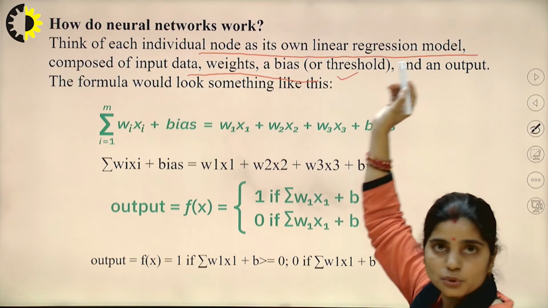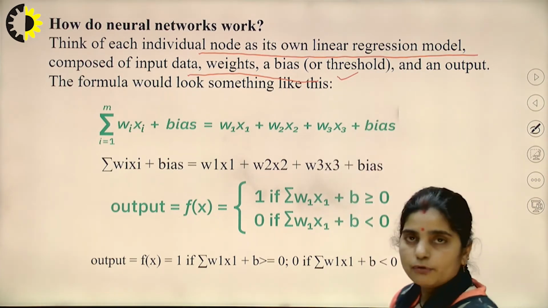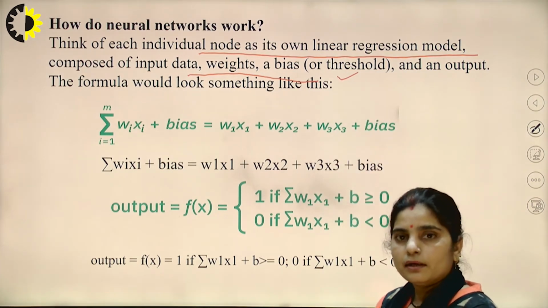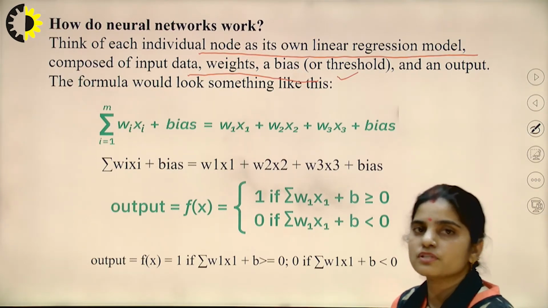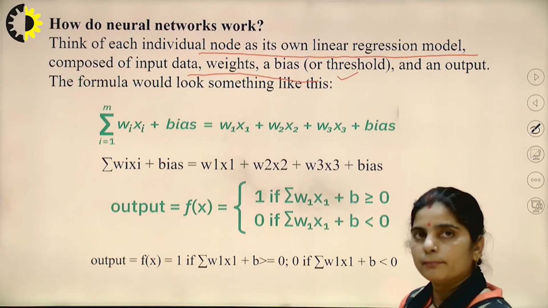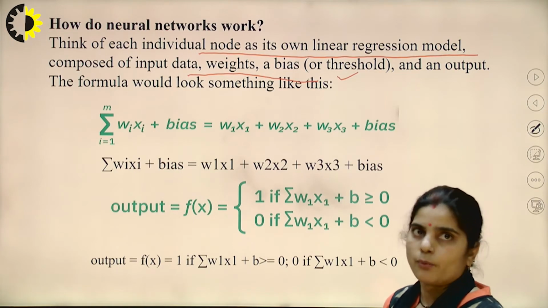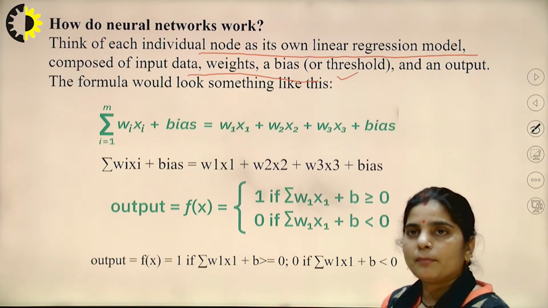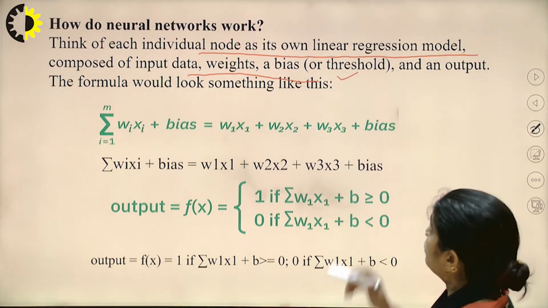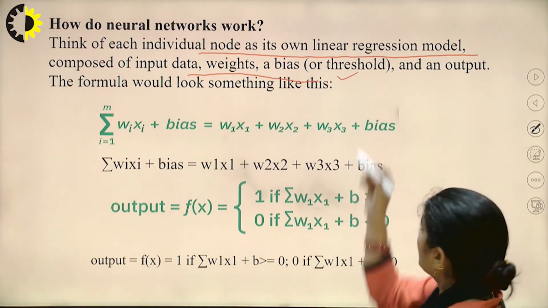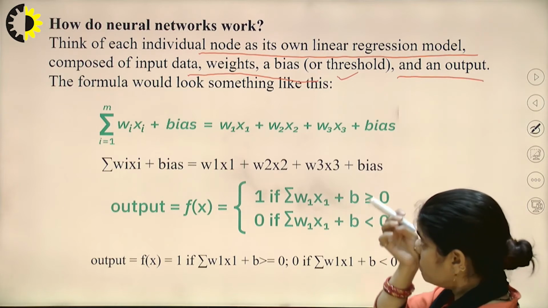or a threshold value. A bias is a value which can be added, summed up, or negated based on the particular requirement, depending on whether you have to enhance the performance of the solution or the accuracy of the data. And the last one is an output.